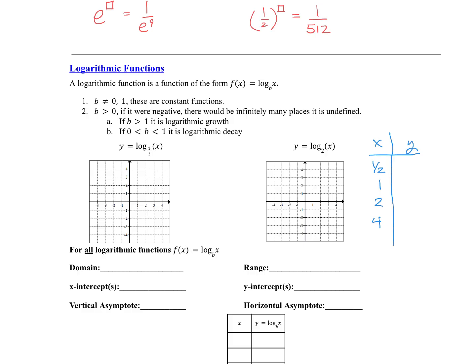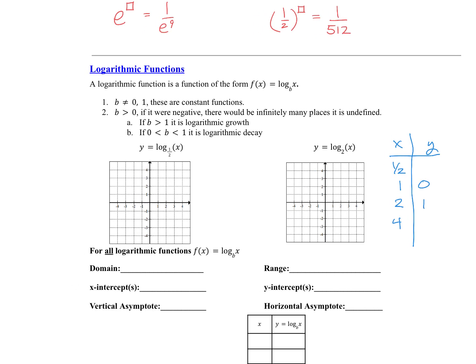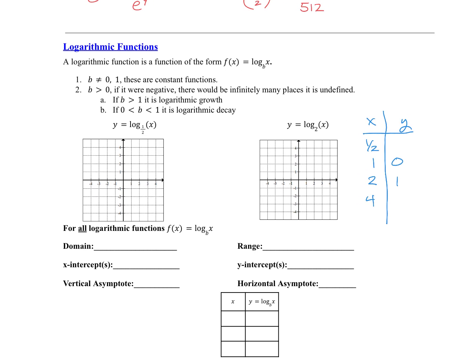So if you ask yourself this question, 2 raised to what power makes a 1? That power is 0. If you ask yourself, 2 raised to what power makes 2? It's 2 to the first power. That makes 2. Then you ask yourself, what power would you put on a 2 to get a 4? It is 2 squared. And then going backwards, what power would you put on a 2 to get a half? That's a reciprocal. That's a -1.